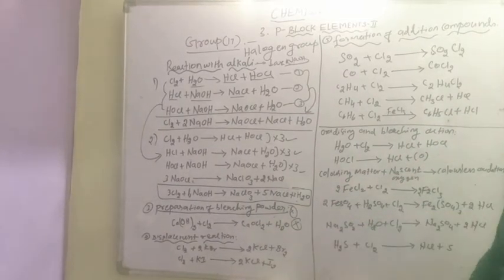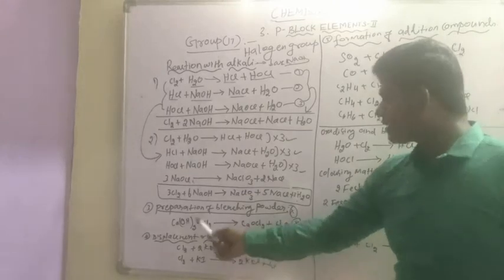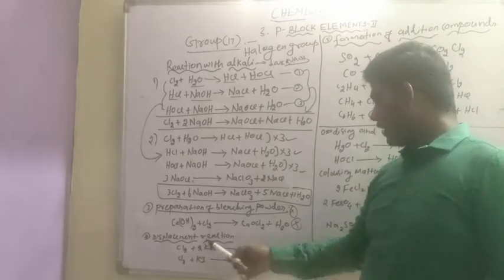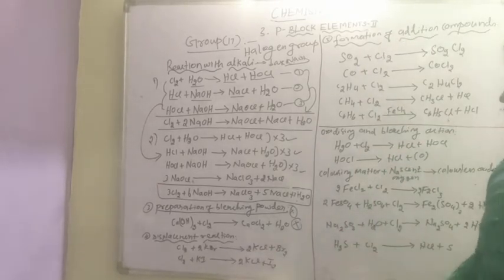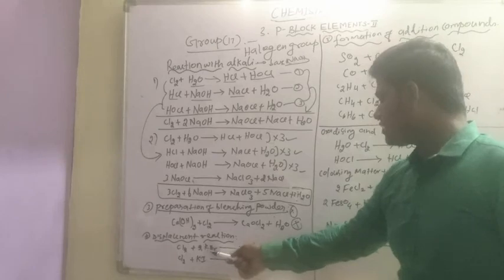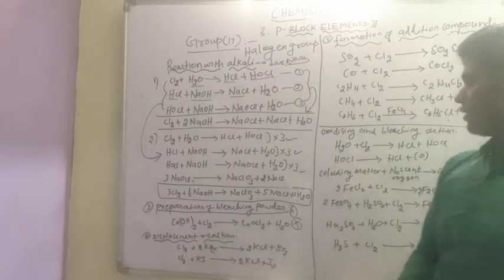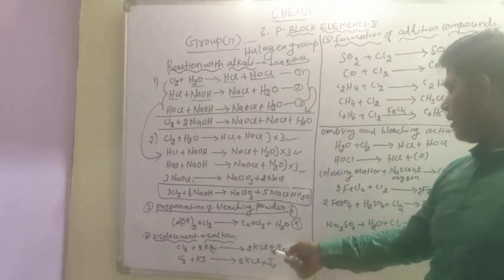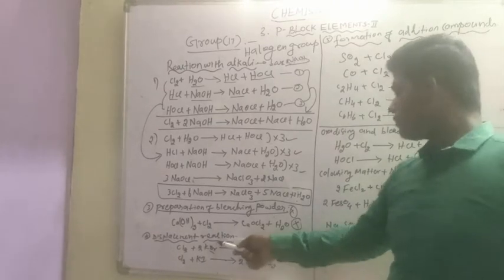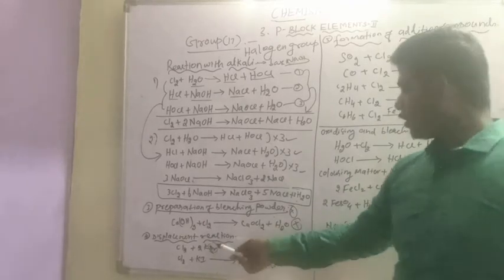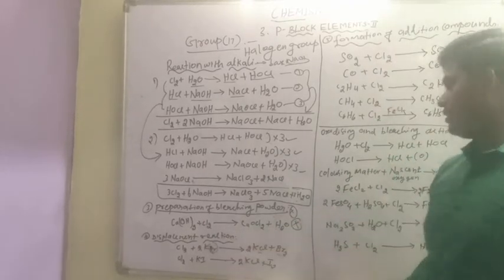Further, displacement reaction. One element is replaced by another in a compound. Like chlorine gas reacting with KBr. Br is a halogen. So chlorine displaces it to form 2 KCl plus Br2. The bromine is removed and chlorine occupies its place to form KCl.